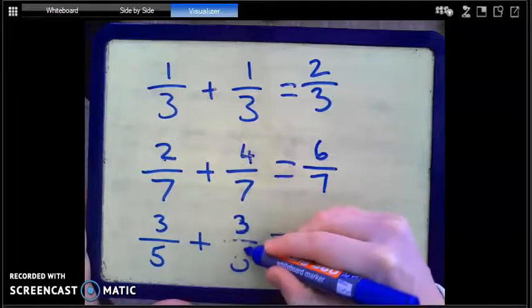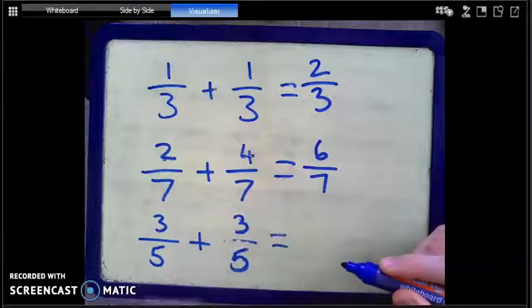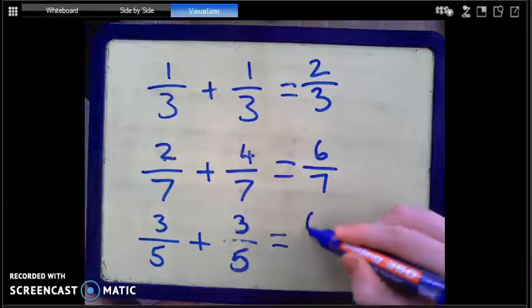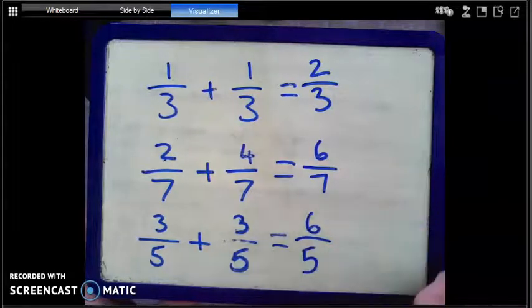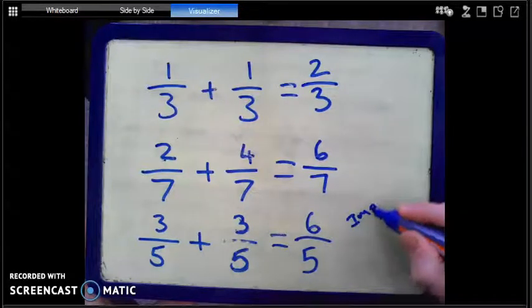Over here, we had 3/5 plus 3/5. That would make 6/5. And this is an improper fraction.